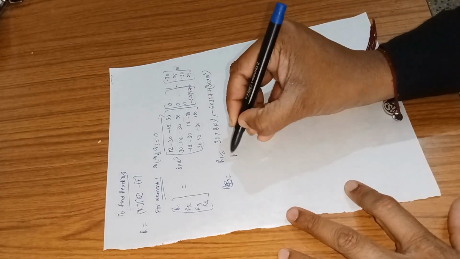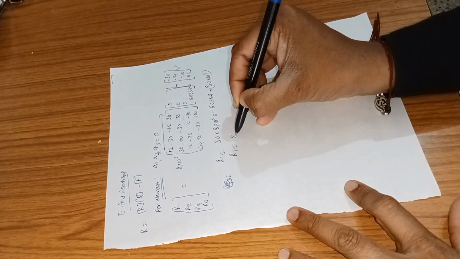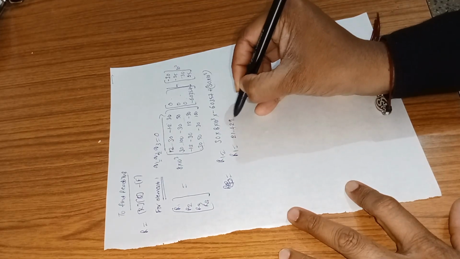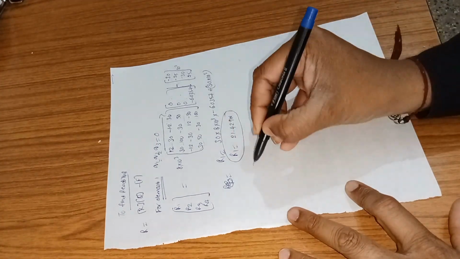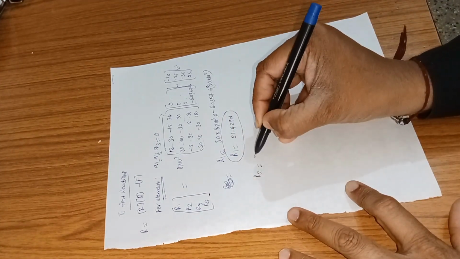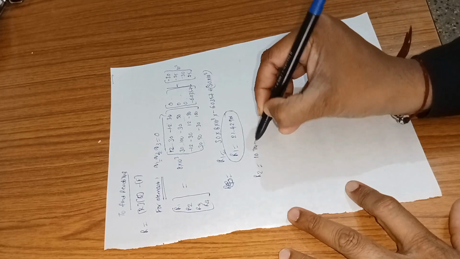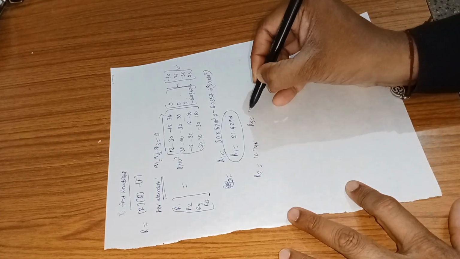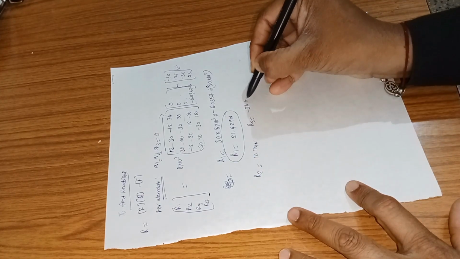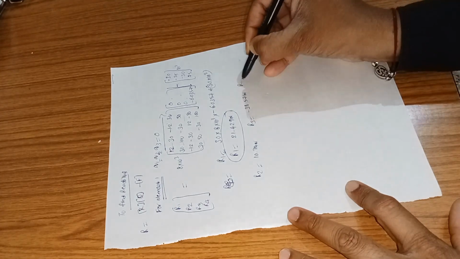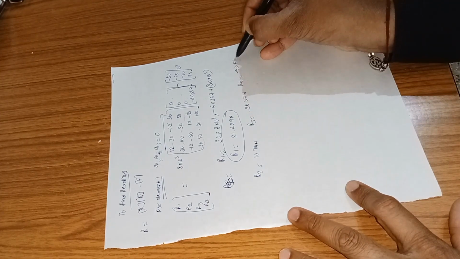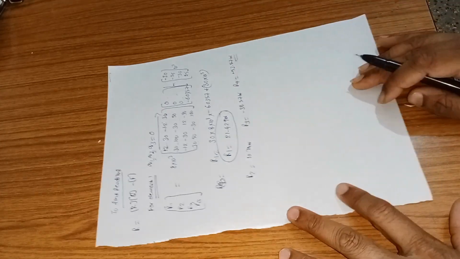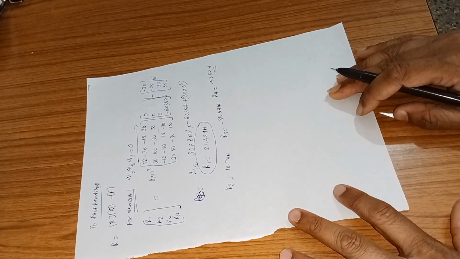When I do it, I get the answer of R1 as 21.429 Newton, because reaction is also a kind of force. Similarly, R2 I get as 10.714 Newtons. R3 I get as minus 38.571 Newtons. And R4 I get as minus 53.571 Newtons. So that's what I get for R1, R2, R3 and R4.